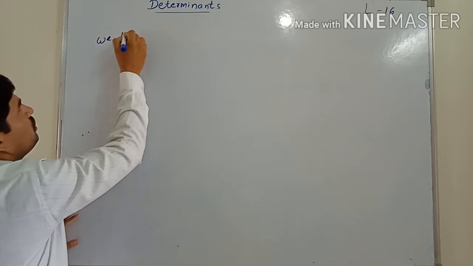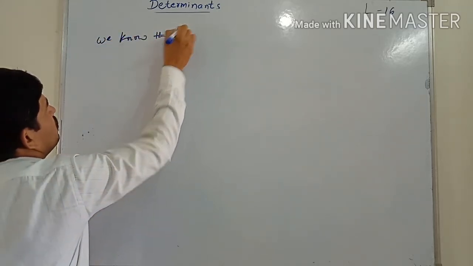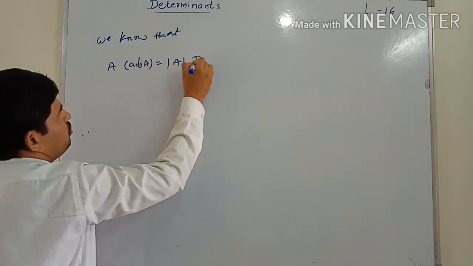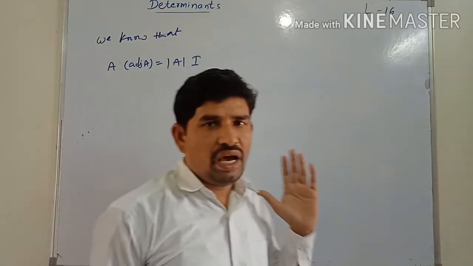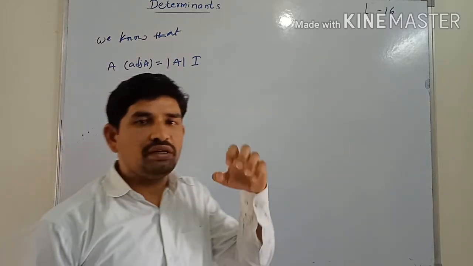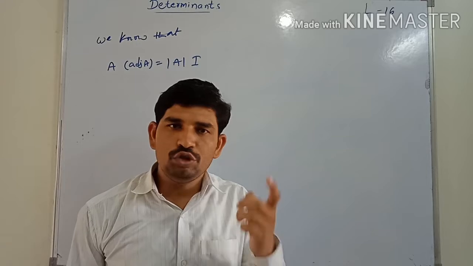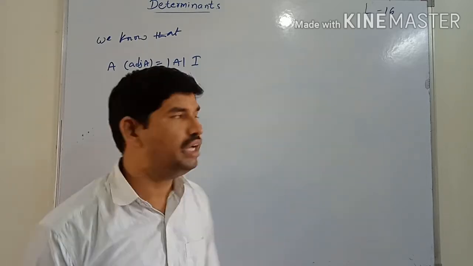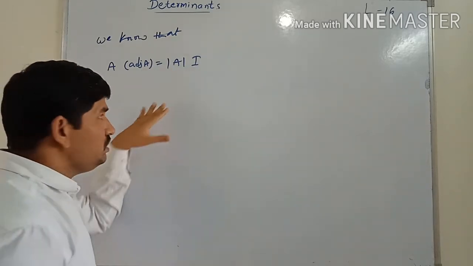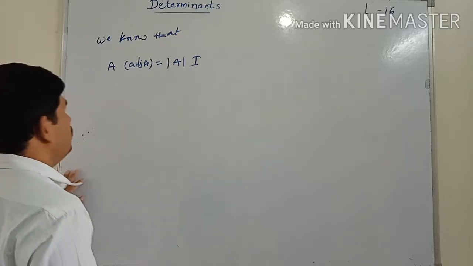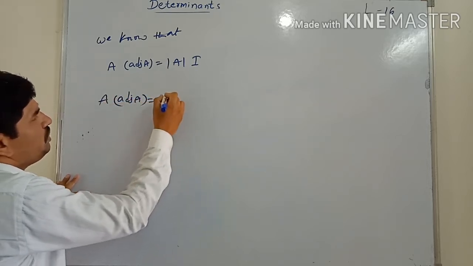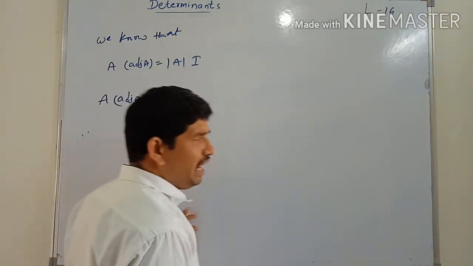We know the formula A into adjoint A is equal to determinant A into I. I already gave the proof of this one. Using this formula, we are going to get one more important formula that is useful in NCERT as well as objective questions. See this formula: A into adjoint A is equal to determinant of A into I, where I is nothing but the identity matrix.